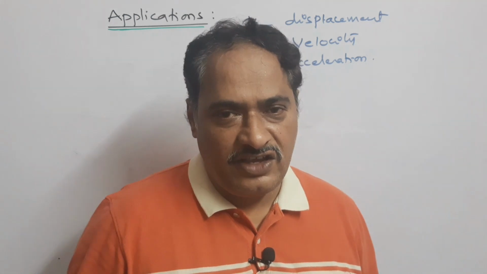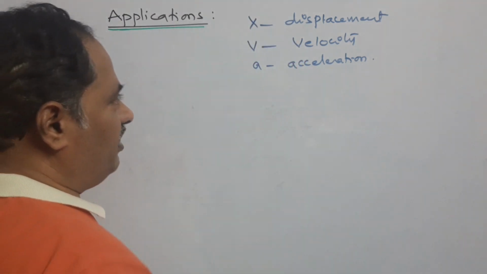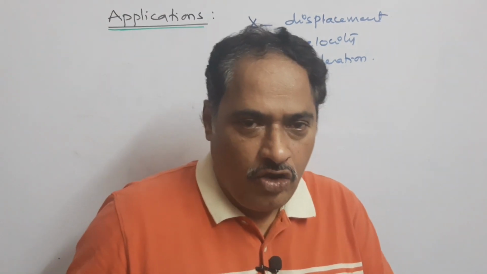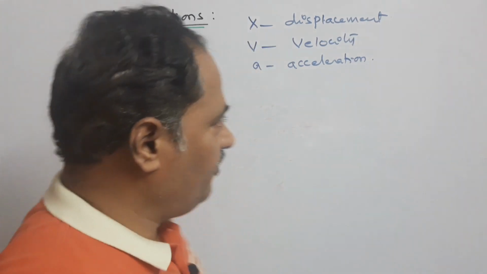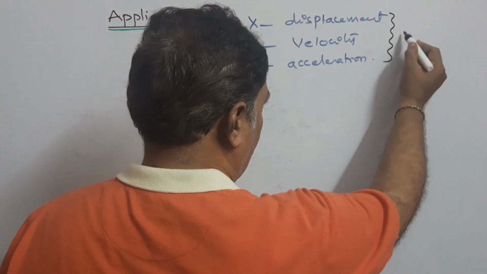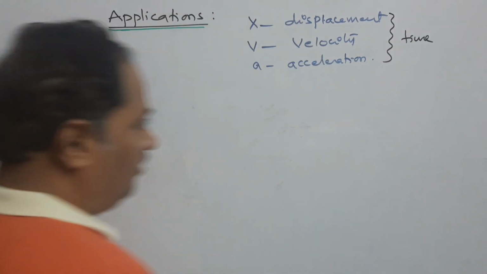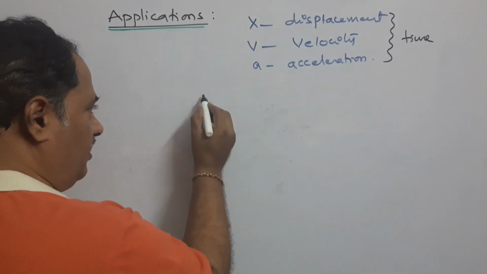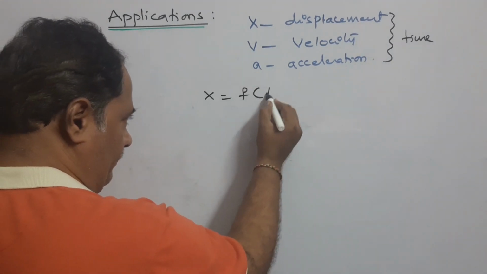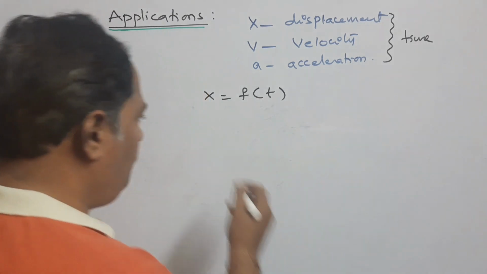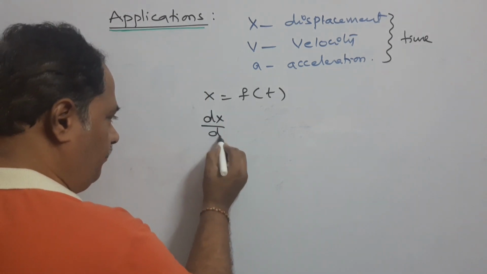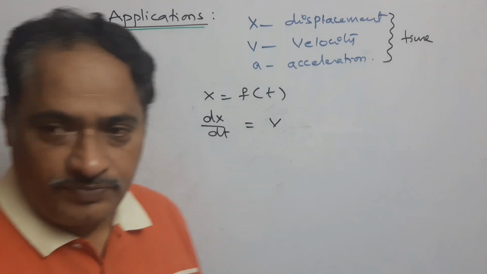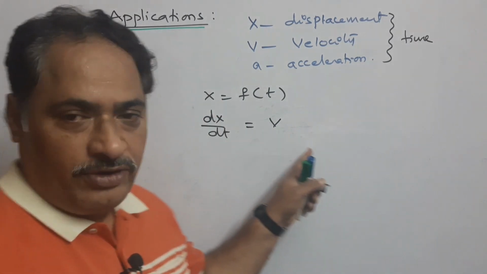I just want to give the basics of that. So x is nothing but displacement, v is nothing but velocity, a is nothing but acceleration. All these parameters we are considering with respect to time. For example, I want to take the first one, that is x. X is a function of time. The process is the same. If you are differentiating with respect to time, dx by dt, then you are able to get velocity.